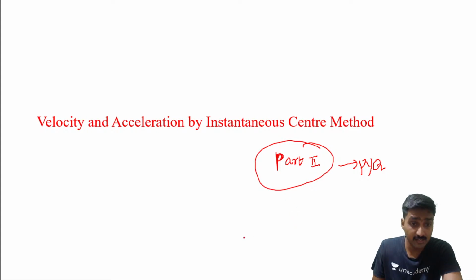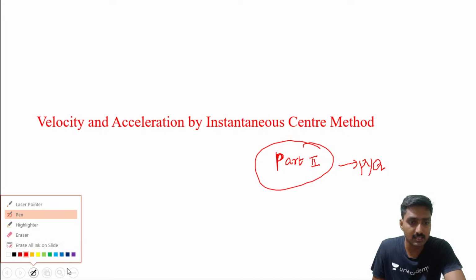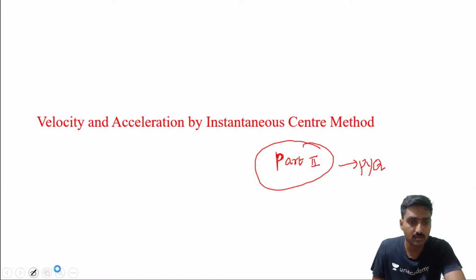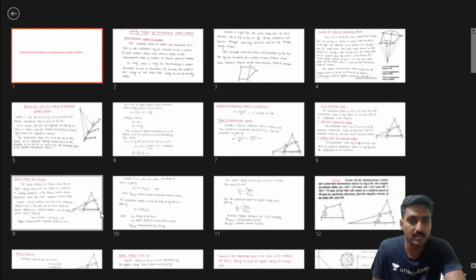What do we mean by instantaneous center? Whenever the link rotates about some center, and each and every moment the center of the rotation of the link changes, it varies continuously. So that's why we are calling it the instantaneous center.